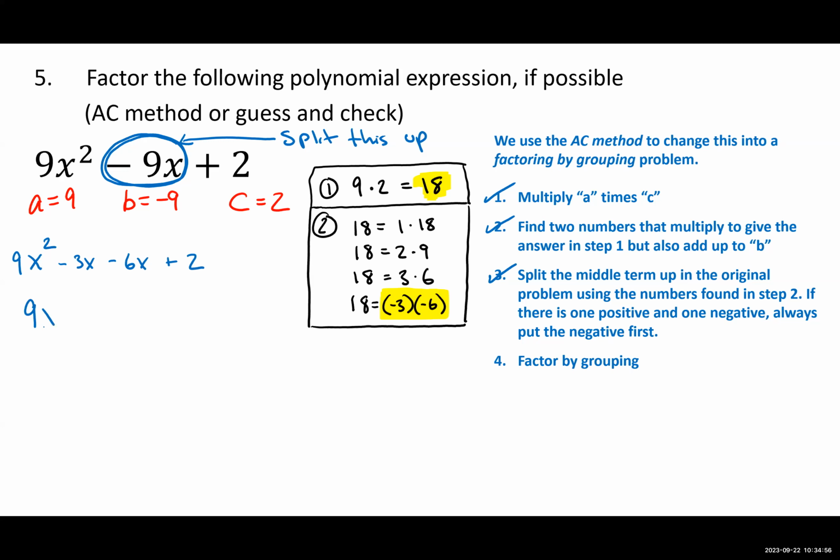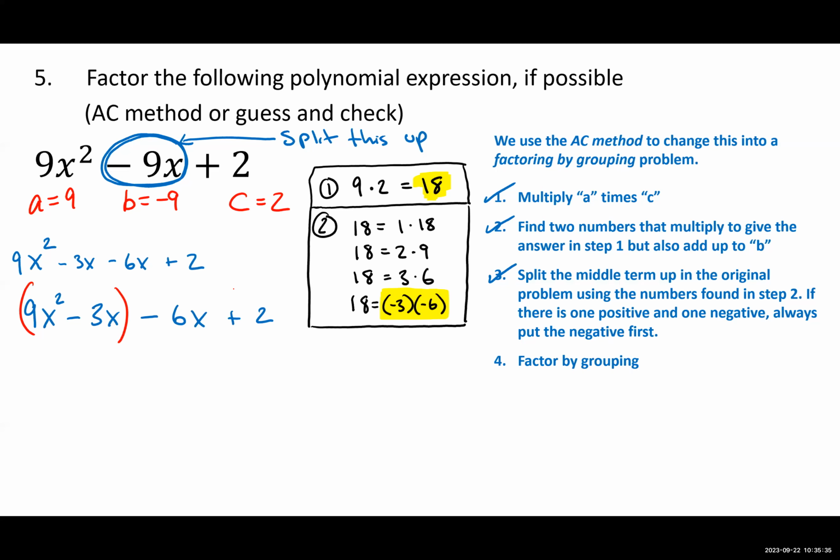So we'll take the 9x squared. I'm going to rewrite the problem: 9x squared minus 3x minus 6x plus 2. Group the first two, and factor by pulling out a common factor. Ignore the second two. You look at the first two and factor those separately. Then you group the second two and factor those separately.